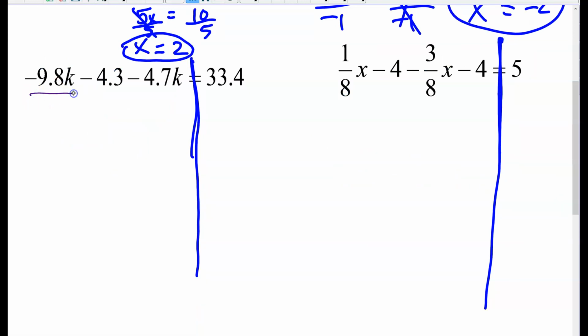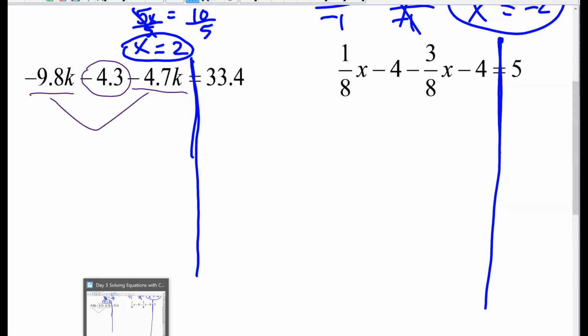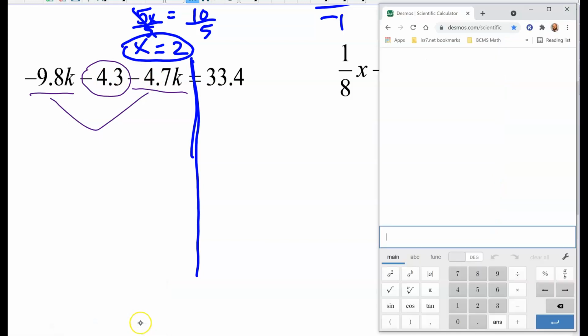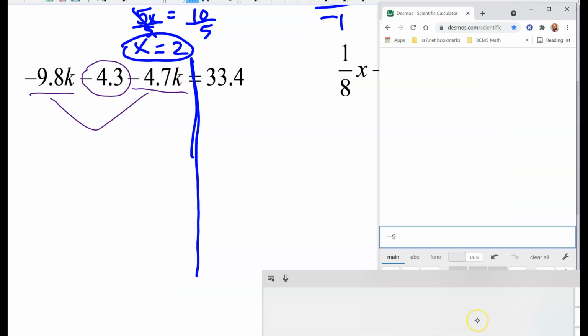Let's take a look at this, right? And when I do this, I'm going to go ahead and identify those like terms right away here. So I've got a negative 9 and 8/10 k and a minus 4 and 7/10 k. So this gets a little tricky. These are both negative values. So again, you might want to use your calculator here to do this. So I'm going to think I've got a negative 9 and 8/10.